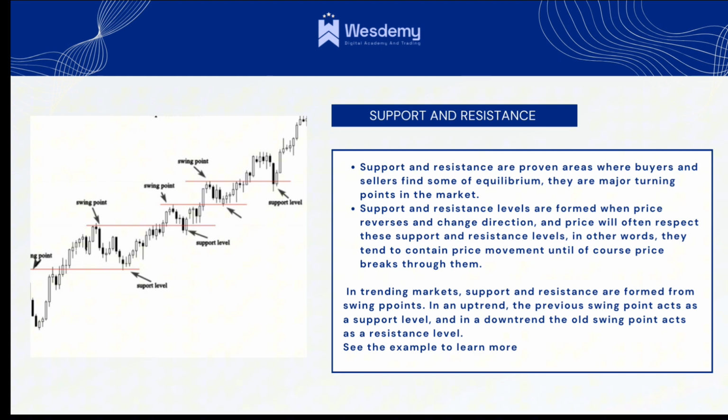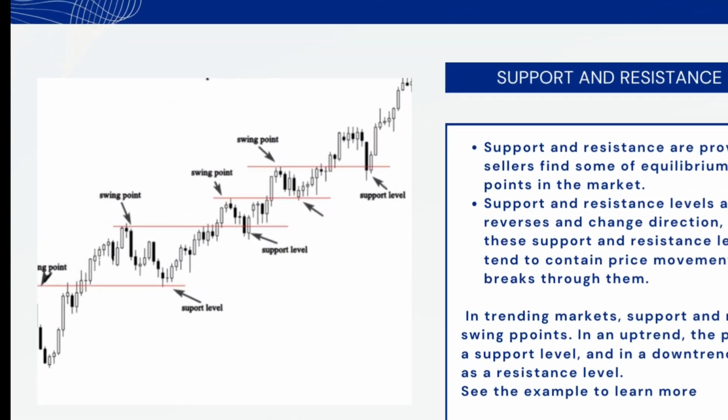All right. Now, in trading markets, support and resistance are formed from swing points. Take note of that. Write it in your book. In trading markets, support and resistance are formed from swing points. In an uptrend, the previous swing point acts as a support level, and in a downtrend, the old swing point acts as a what? Resistance level. Now, see the example on the left side of your screen. You might be asking, what is a swing point?